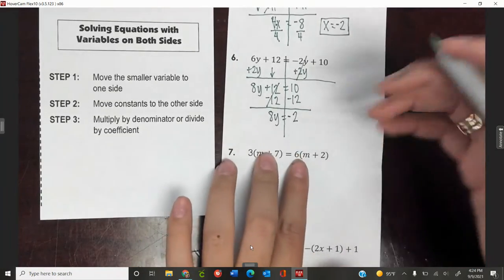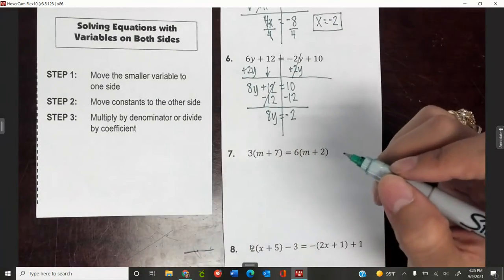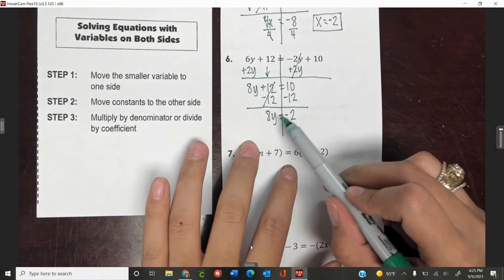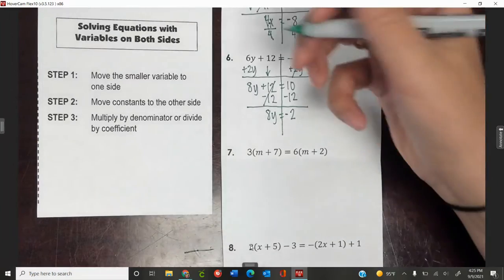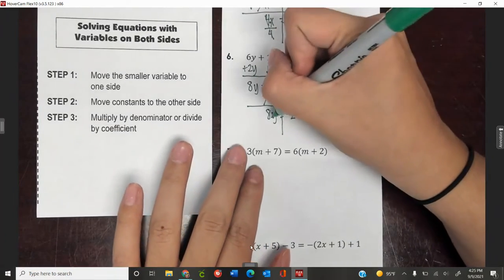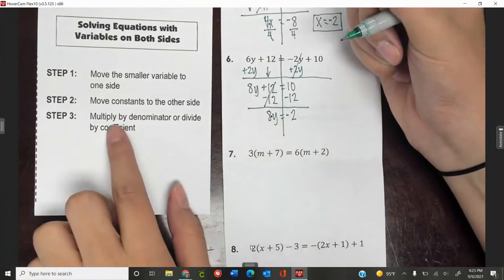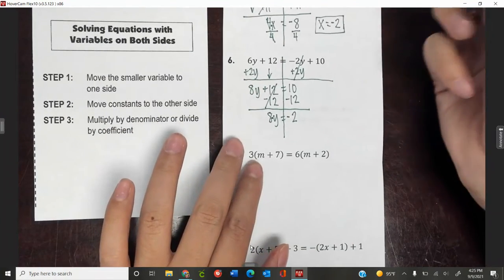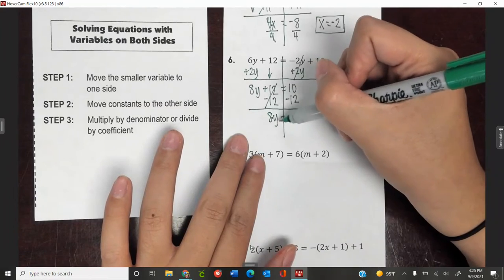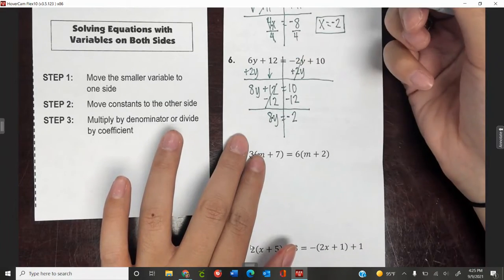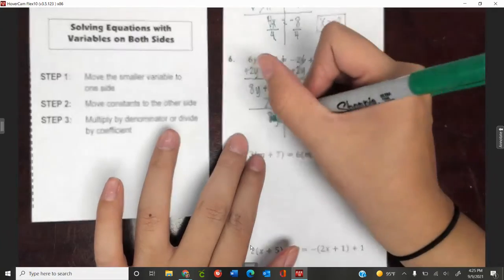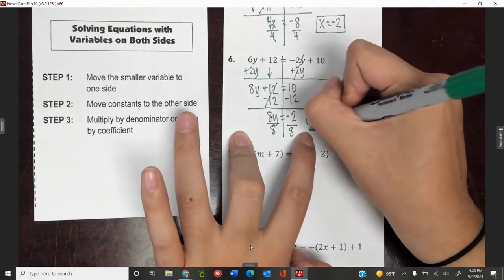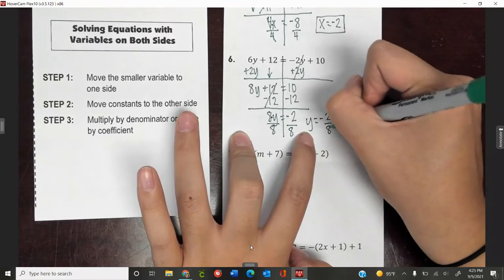So now I have a coefficient of 8. So 8y equals negative 2. Right now your variable and your coefficient are multiplying each other. So here we either want to multiply by our denominator or divide by our coefficient. Since my variable is being multiplied by 8, I want to undo this and divide by 8. So here we see that y equals negative 2 over 8.